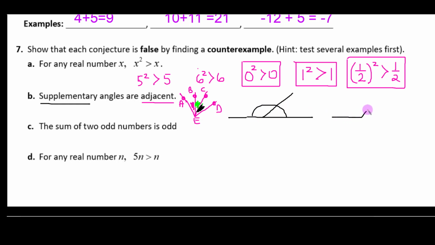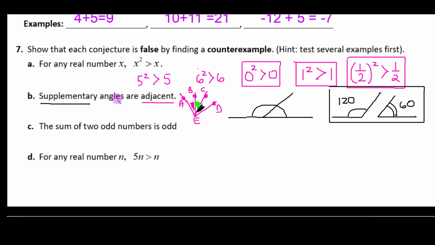But remember, supplementary angles do not necessarily have to touch. So let's say I have these two angles like here, and let's say this is 120, and this is 60. They are supplementary, but because they're not touching, they're not sharing a side, they are not adjacent. So that means this would be my counterexample. I have met the condition. The condition is they're supplementary, but I have not met the conclusion, that they are adjacent. All right, let's go on to the next one.